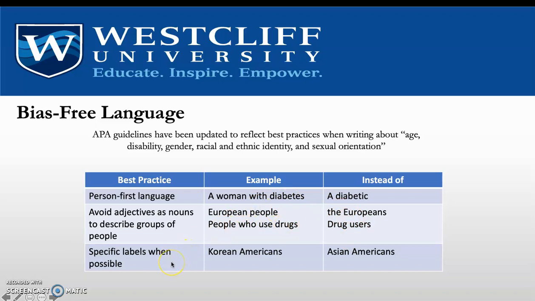Specific labels, always as specific as possible. So instead of Asian Americans, because there are a lot of people groups that are combined within that title, specify if you can. Do you mean Korean Americans, etc.?